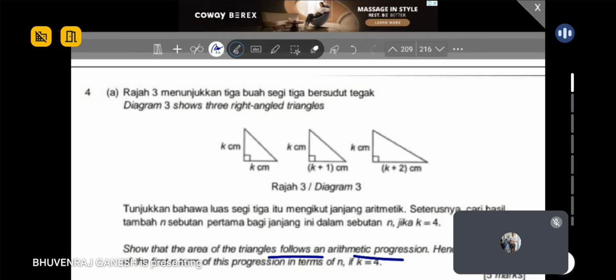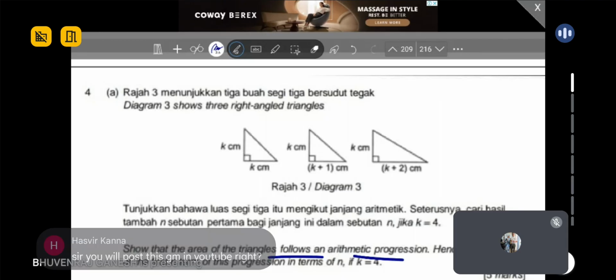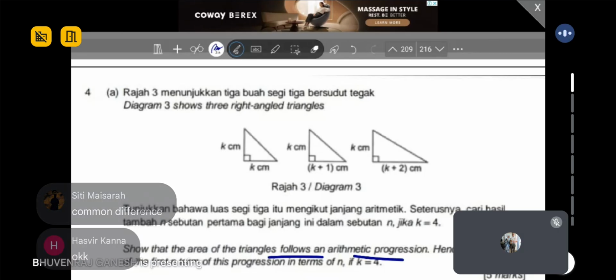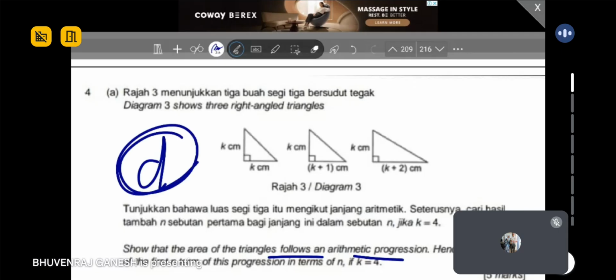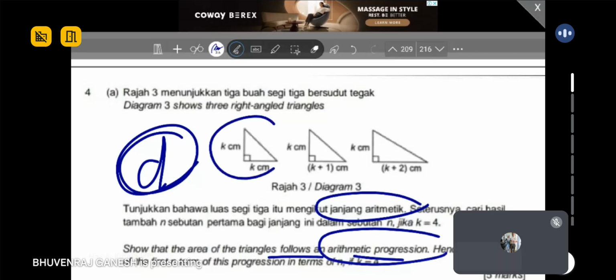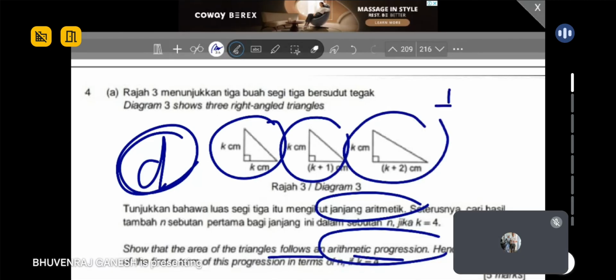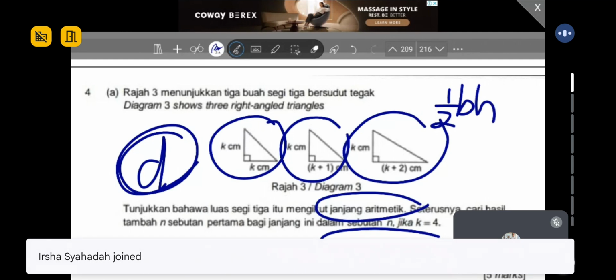So guys, how do we show? Based on what concept? Just now only I told you all. You must find what over here. Yes, okay, you must find your D value, guys. Kamu kena cari beza sepunya. Okay, because they want you to ask or show whether it is Janjang arithmetic. Okay, so you just find the area for these three triangle. Very simple. Okay, sangat mudah. Half times base times height. That's all.